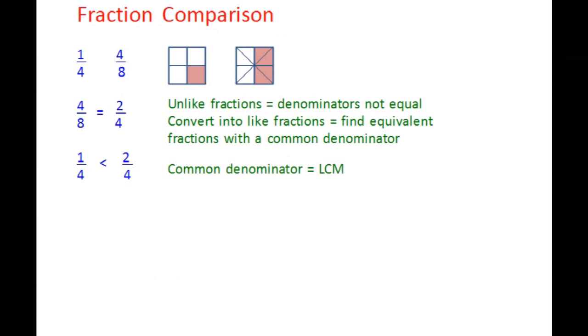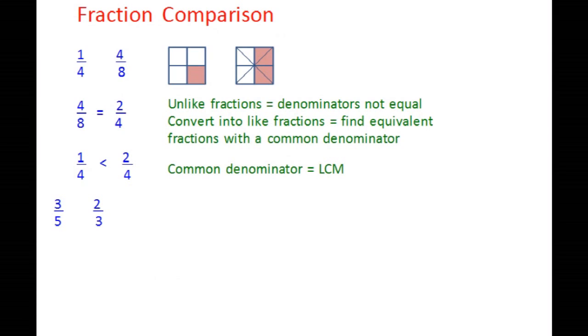Now, how do you find a common denominator? Common denominator is essentially an LCM because LCM means the lowest common multiple. So lowest common multiple can become your common denominator and then you can come up with equivalent fractions.